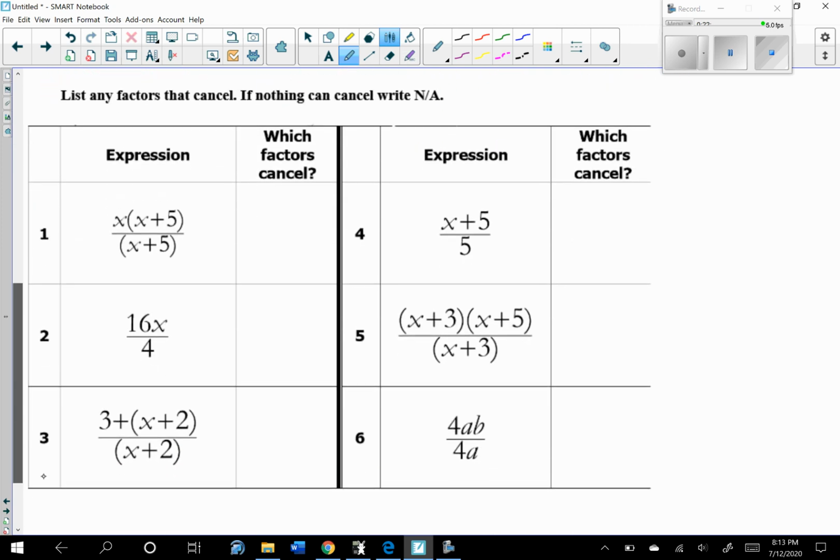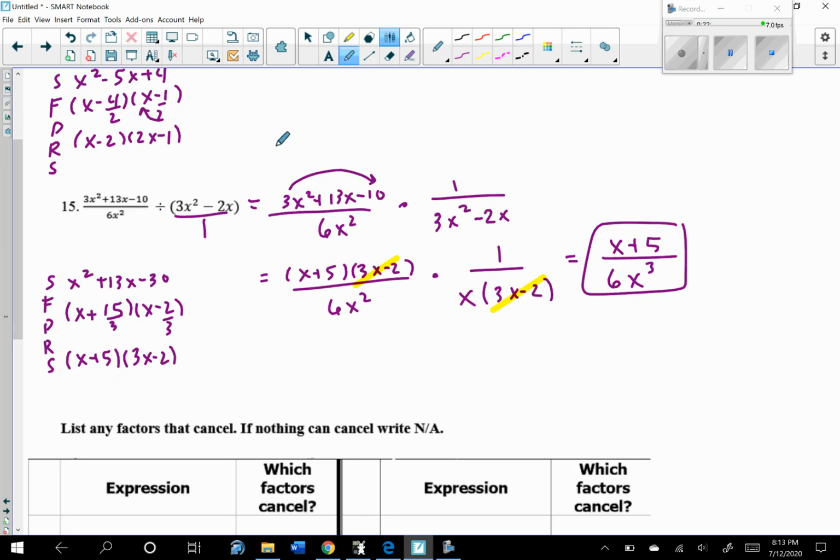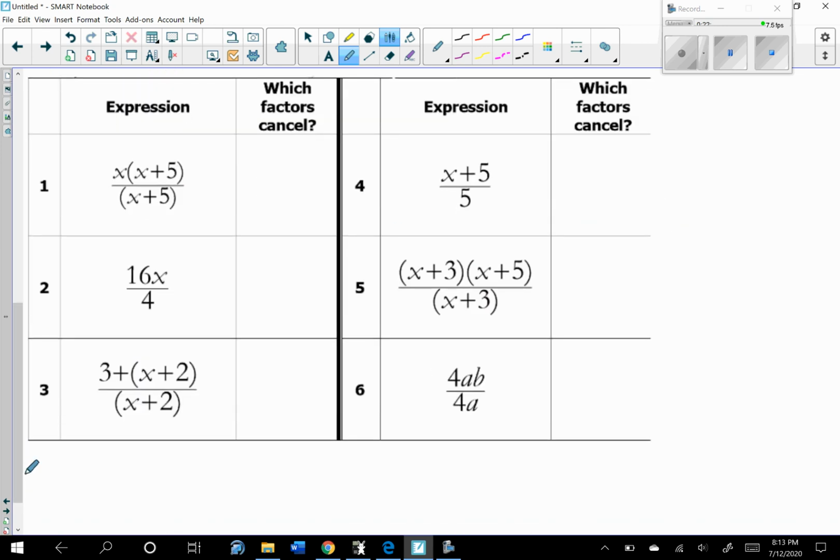So down here it says list any factors that cancel. If nothing can cancel, write NA. So go ahead and do this on your own. When you're done, you can unpause the video and check your work. So looking at this first one, which it says which factors cancel. So the x plus 5 or x plus 5 to leave us with x. So x plus 5 cancel, and the answer to this is just x.